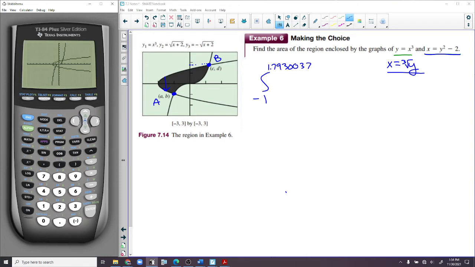All right, well now you would be able to see the x to the third is the right equation, the parabola is the left equation. So now we can finish it up. So we have third root of y minus y squared minus 2. We need those parentheses, dy.